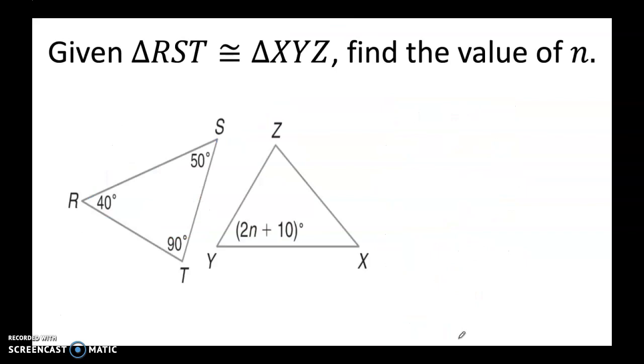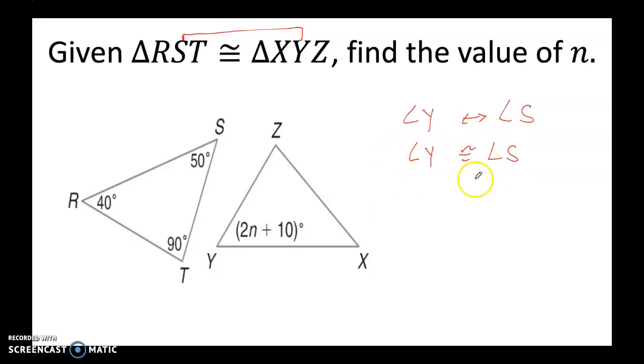Another example, given the triangle RST is congruent to triangle XYZ. Find the value of n. The value of n is in the angle y. Angle y corresponds to, let's check, angle S. And since the two triangles are congruent, the corresponding parts are congruent. Meaning to say, angle y is congruent to angle S.